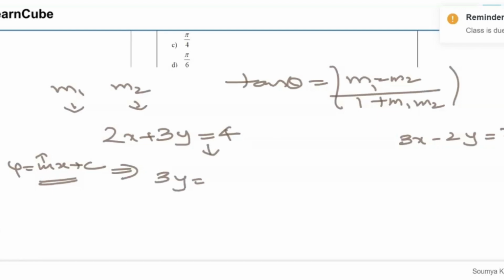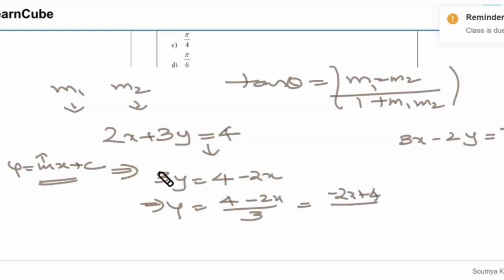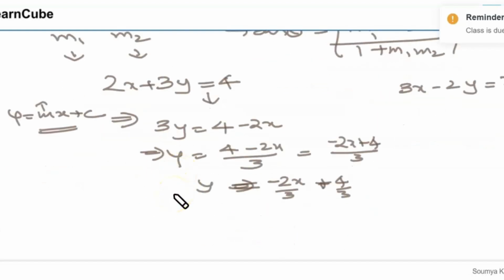Here it will be 3y equal to 4 minus 2x, since it moved to the right hand side, and here you can divide by 3 to make it to this form, 4 minus 2x by 3. That will again give you minus 2x plus 4 by 3, which will be y is equal to minus 2 by 3x plus 4 by 3. Now it is converted to y is equal to mx plus c form. So in that case, the coefficient of x is m, that is the slope. So its slope is minus 2 by 3.